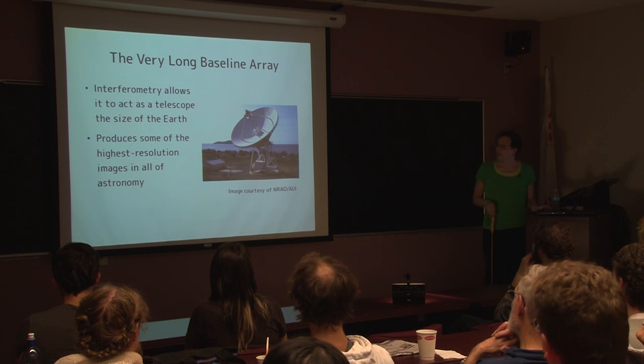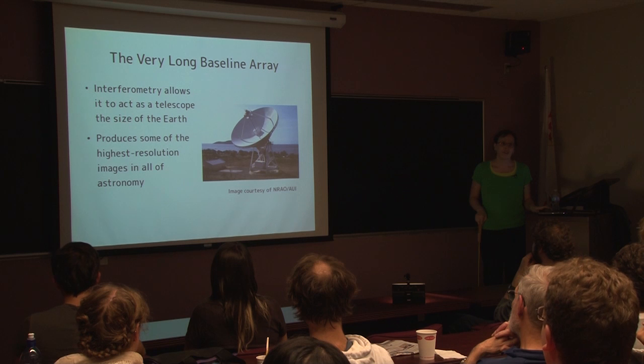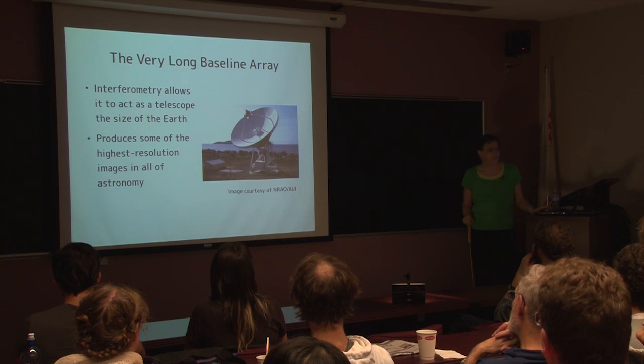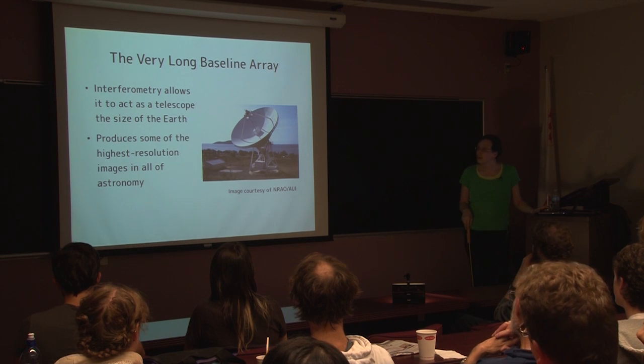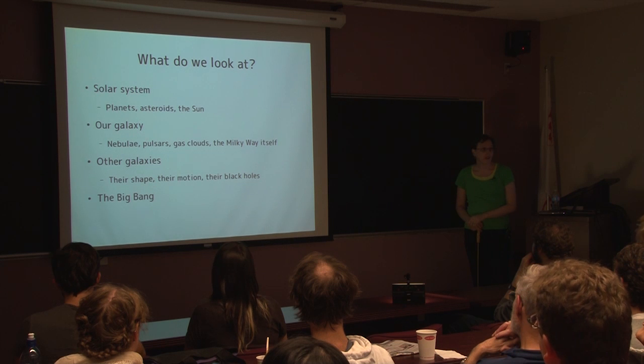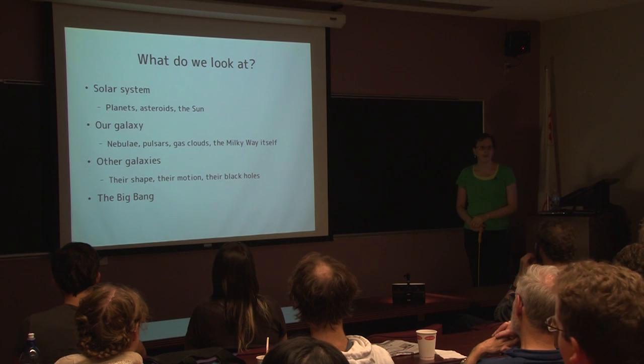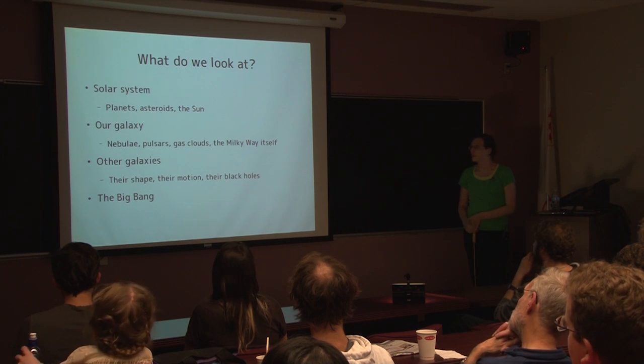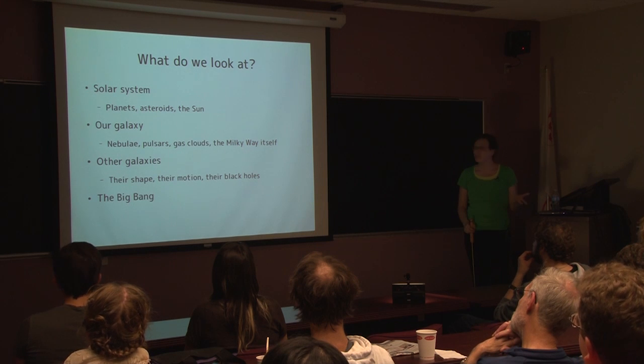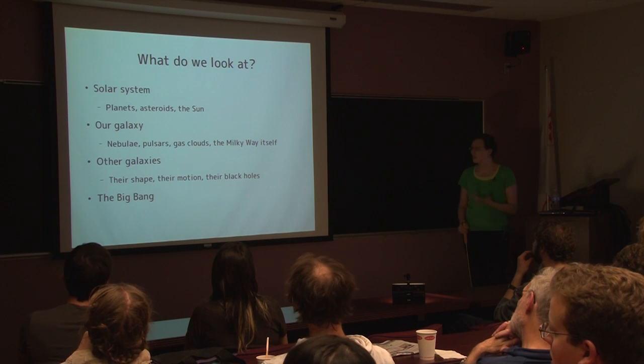So that's for the telescopes. And there are, of course, lots more telescopes than this. There are new telescopes going up all the time. But I think we should start talking about what's out there in the sky. So generally speaking, what do we look at? Well, we can look at the solar system. There are the planets, the asteroids are interesting, the sun is interesting.